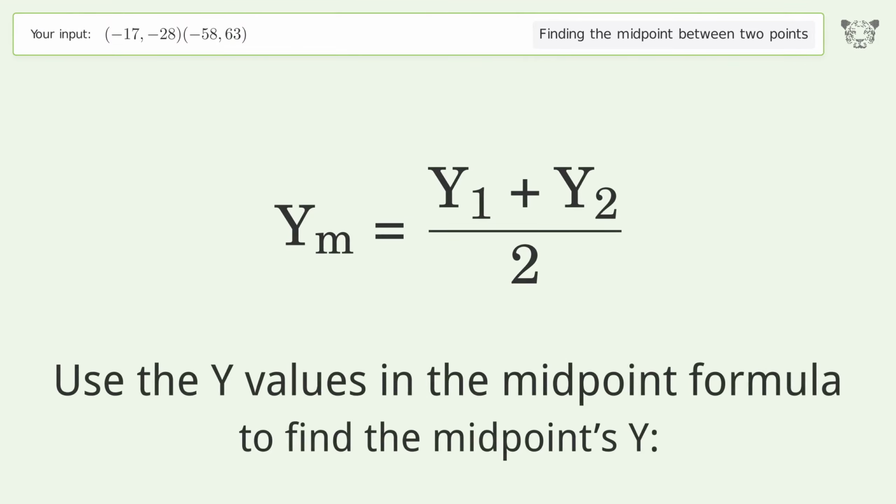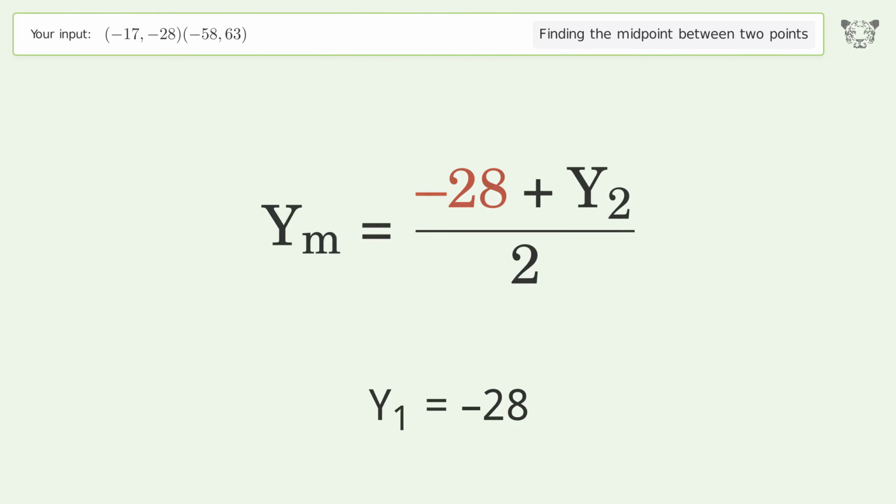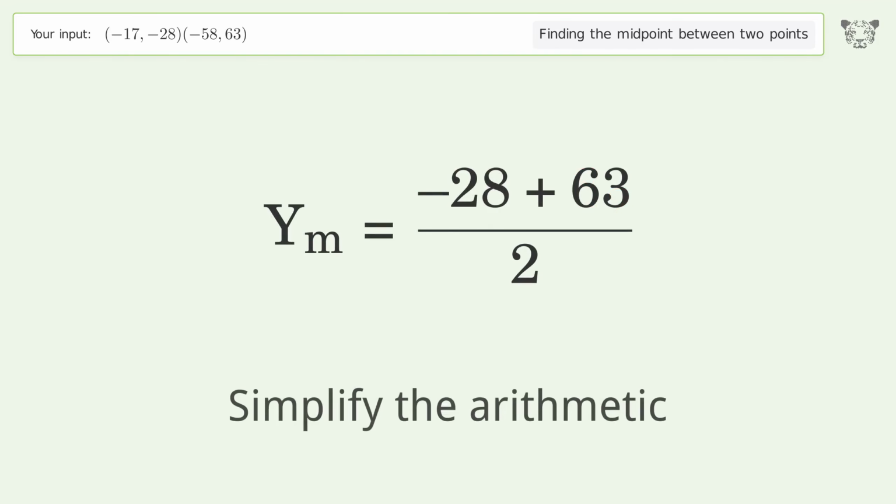Use the y values in the midpoint formula to find the midpoint's y. y1 equals negative 28. y2 equals 63. Simplify the arithmetic.